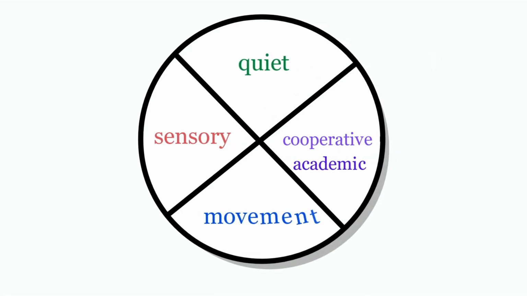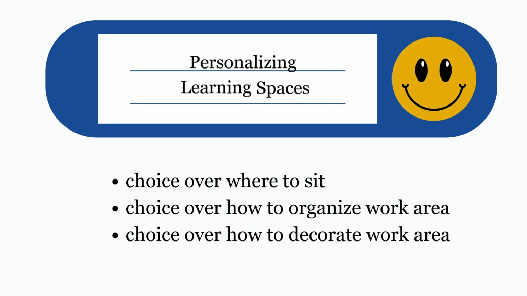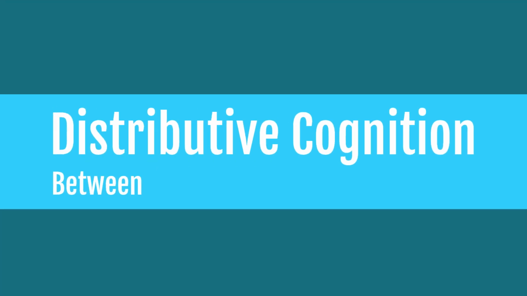7. Creating multiple learning spaces for learning: quiet, sensory, movement, cooperative, academic areas. 8. Personalizing learning spaces: choice over where to sit, choice over how to organize work area, choice over how to decorate work area. Distributed cognition. The third type of cognition is distributed cognition.